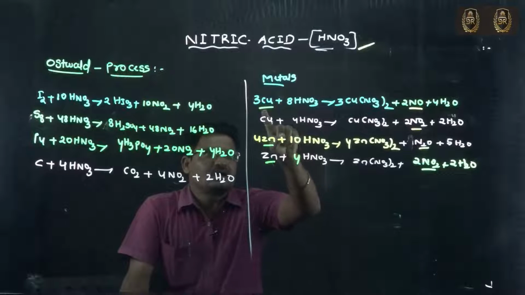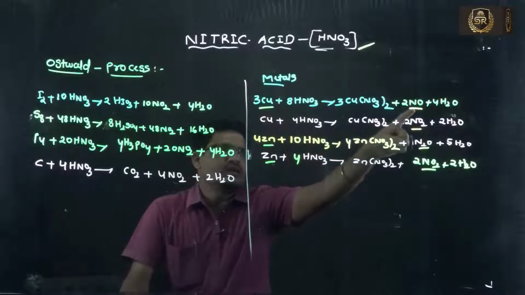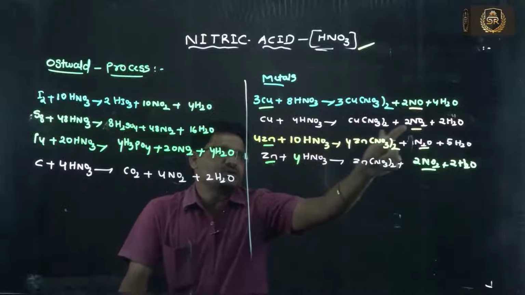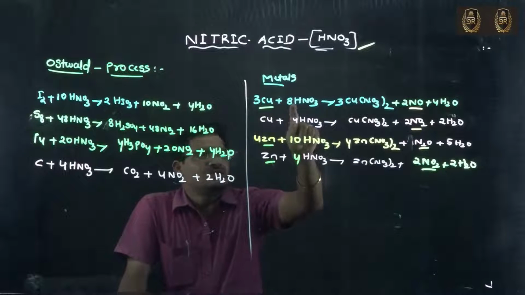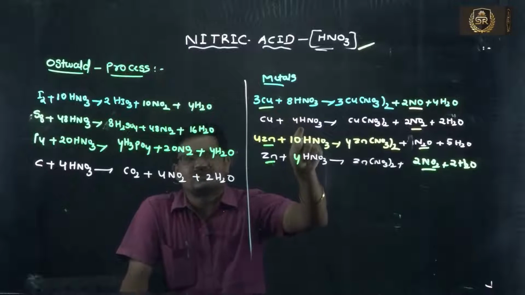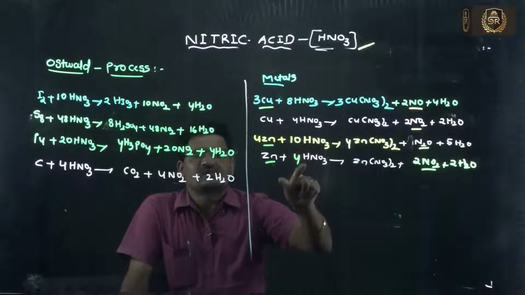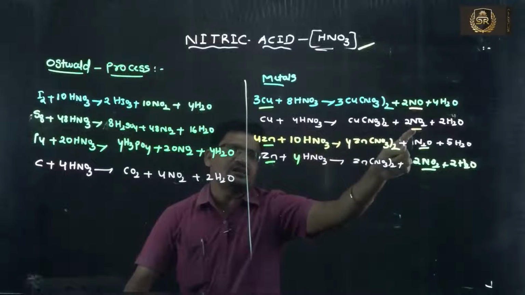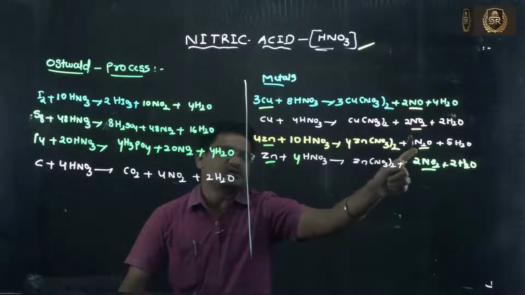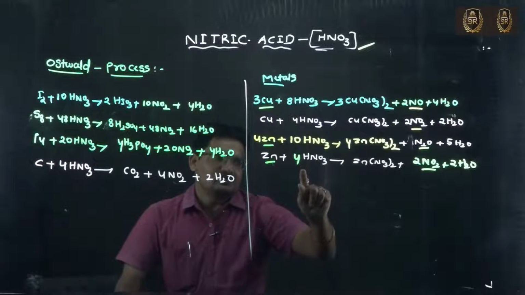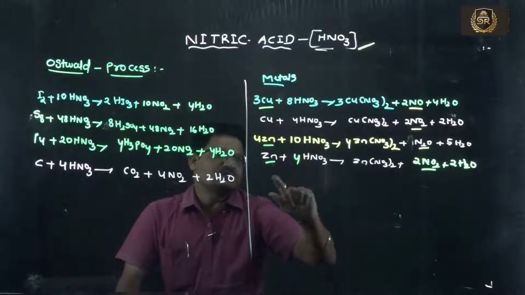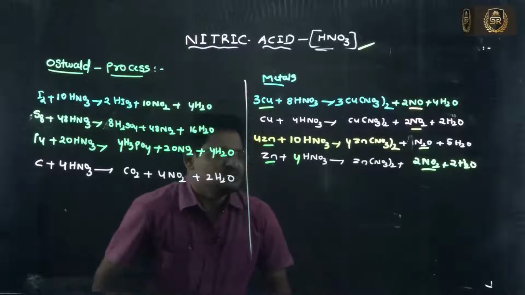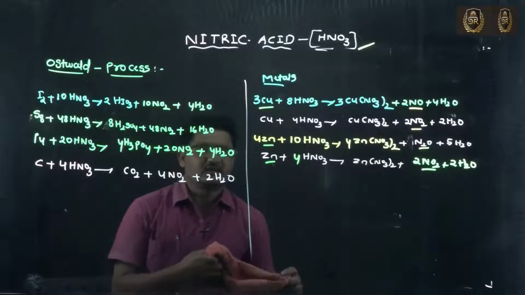Reaction with metal: copper reacts with HNO3 to get nitrogen monoxide, and copper reacts with HNO3 to get nitrogen dioxide, but one is dilute condition and the other is concentrated condition. In dilute condition, nitrogen monoxide; in concentrated condition, nitrogen dioxide. For zinc, dilute condition gives N2O, concentrated condition NO2. This is what happens with nitric acid.